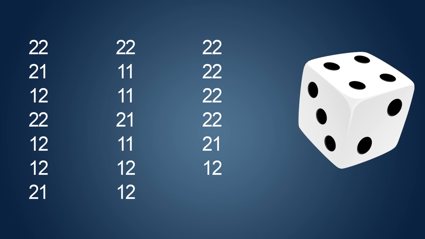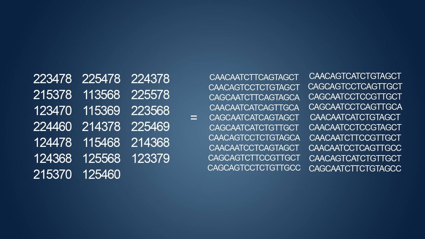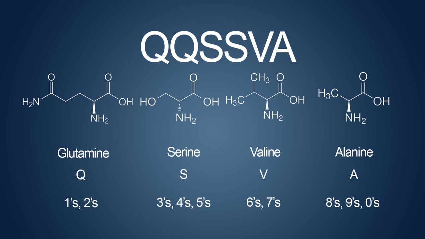So I had the random number generator spit out 20 pairs of 1s and 2s, so either a 1-1, a 1-2, 2-1, or 2-2 randomly. Then I did the same thing for the other aminos and strung them together in the proper order. But to make it clearer, when I moved on to the next type of amino acid, I'd shift the numbers. So for serines, I'd use 3s, 4s and 5s, the valines 6s and 7s, and alanines 8s, 9s, and 0s.